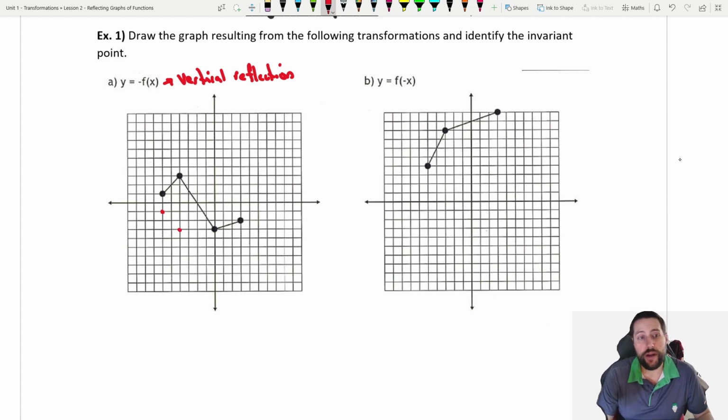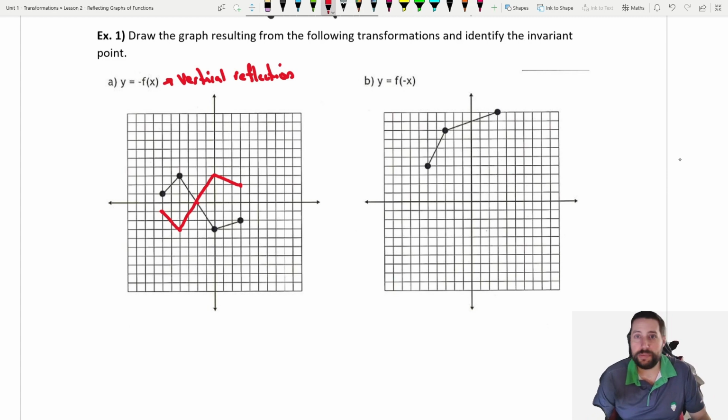When y is 0, x is also 0, so I'm just going to draw a point there. That's also our invariant point because this crosses the x-axis. Where y is equal to negative 3, we're going to have y equal to positive 3 here, and then where y is equal to negative 2, we're going to end it off at y equal to positive 2. And we can go ahead and connect these points, like so. Those are all your points after they've been reflected vertically.